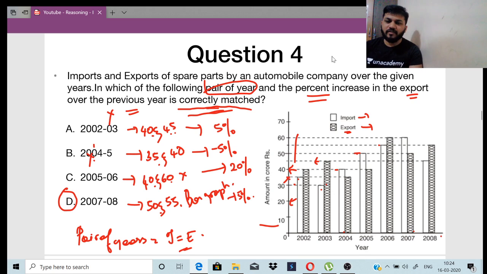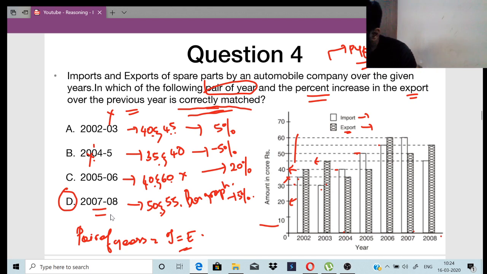Okay, so this was a PYQ. Okay, and they had given the answer key as D. Right, they had given the answer key as D. Sometimes they will ask you such questions to trick you, right? So that is the reason I mentioned this question. Pair of years का मतलब है import is equal to export. Okay, so by that it is option D, right? By that it is option D.